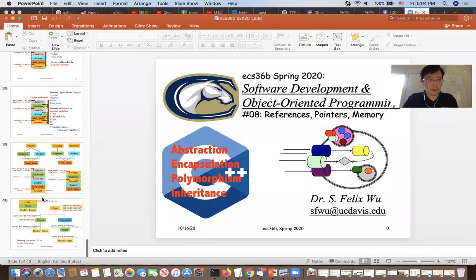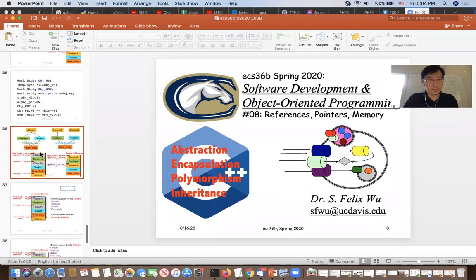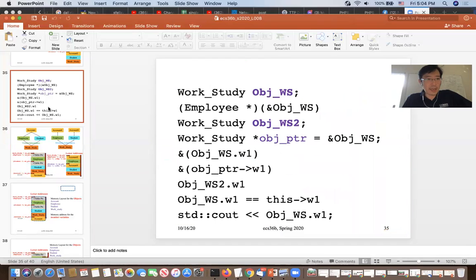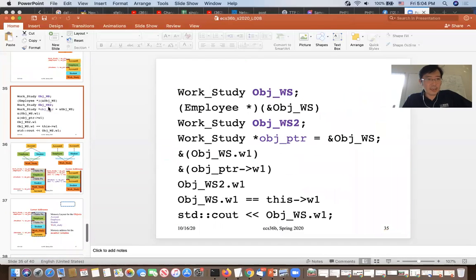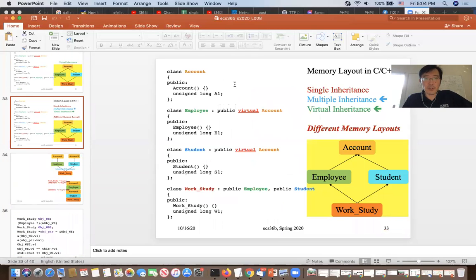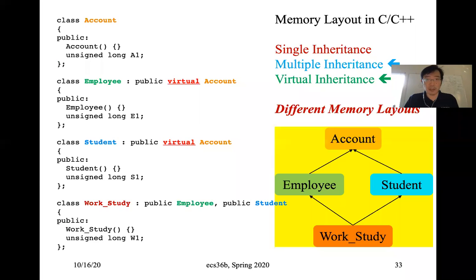Let me show you the code. You can see that this is inheritance. There's single inheritance, multiple inheritance, and virtual inheritance. I actually explained this in lecture number 8.